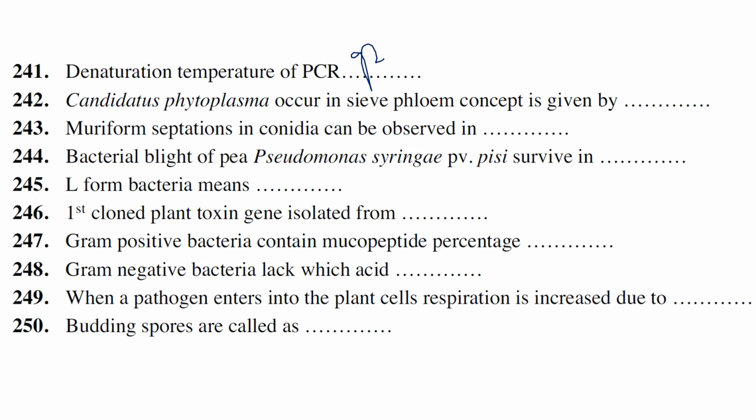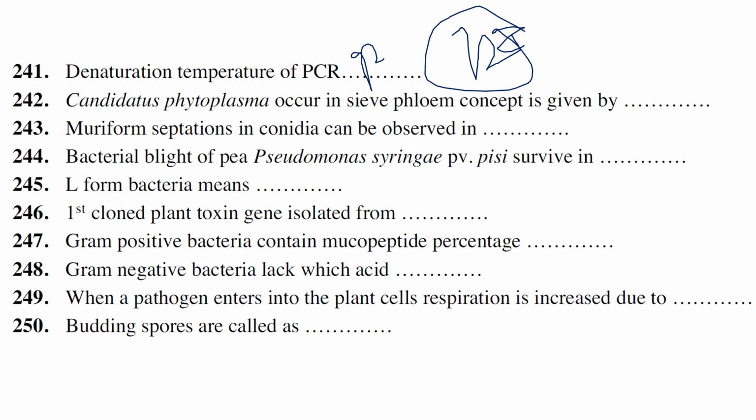And the last one is extension. Extending the DNA happens at 72 degrees Celsius. So this is very important. Every PCR has its own denaturation and annealing temperature. But if you see extension, almost all PCRs have the standard extension temperature, that is 72 degrees Celsius, for the extension of DNA.